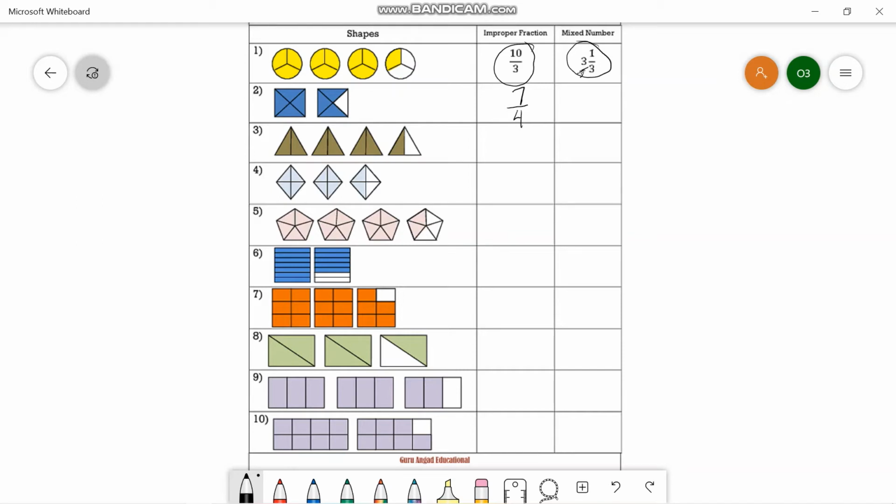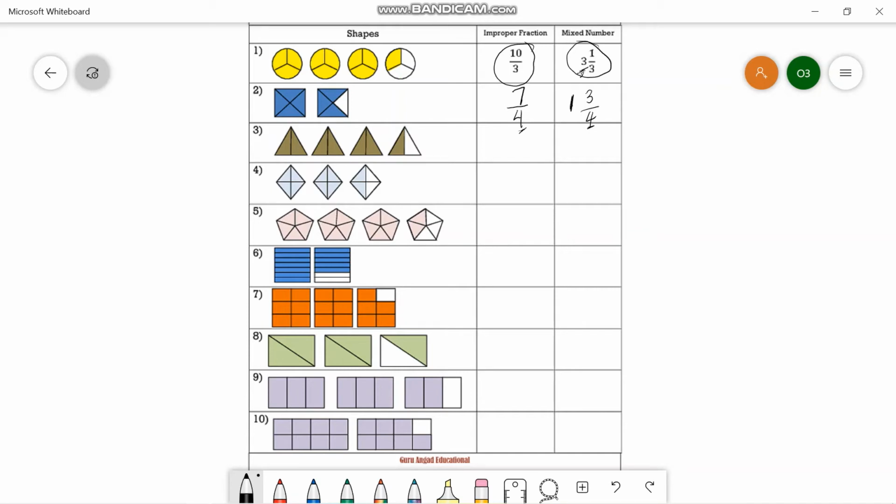Now let's go to the mixed number. How many is whole? We have only 1 here. So 1. And in the other shape which is not completely colored, how many parts are colored? 1, 2, 3 out of 4. You will notice that the denominator for the improper fraction and the mixed number is the same. These two are equal to each other. So our mixed number is 1 3/4.